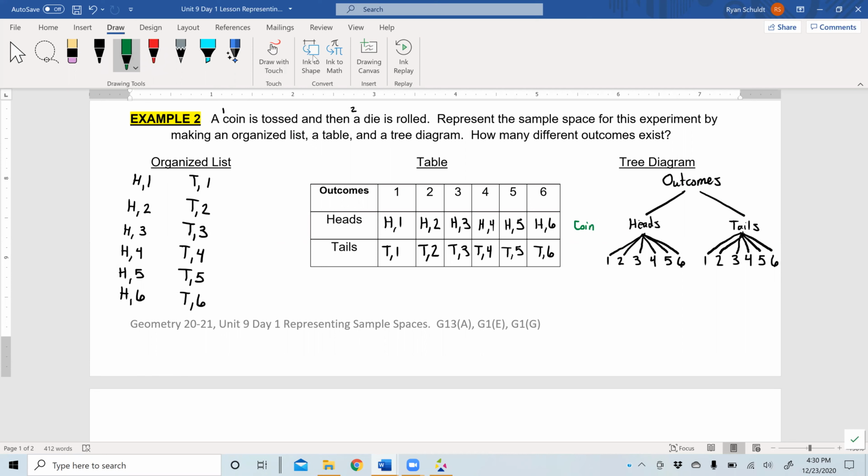Okay, so there's our coin. There's our die. And then we need to list our sample space. So notice, we did the coin, then the die. So just like how we listed it on the list and the table, we have to note them down here. So this one would be an H1.